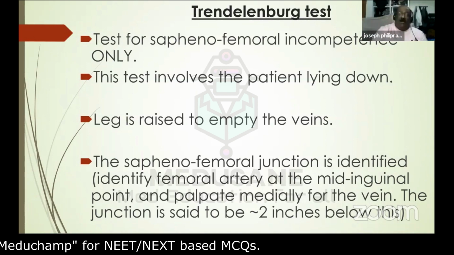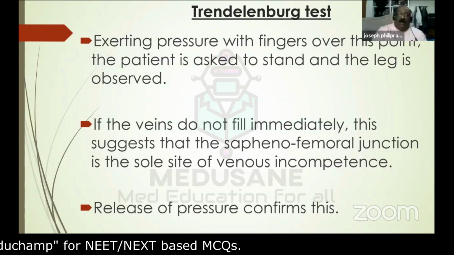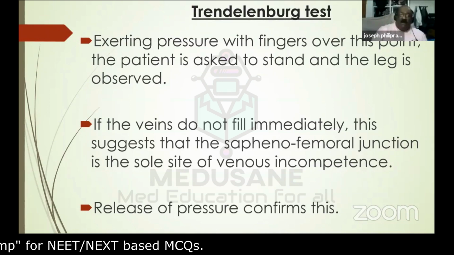Along with the compression continued, your finger should not be removed, then ask the patient to stand. If the veins do not fill immediately, that means it is due to saphenofemoral junction incompetence. Now release the thumb pressure, and you will find the veins becoming prominent from above downwards. This is the classical Trendelenburg, and the Trendelenburg test is done to look at saphenofemoral valvular incompetence.